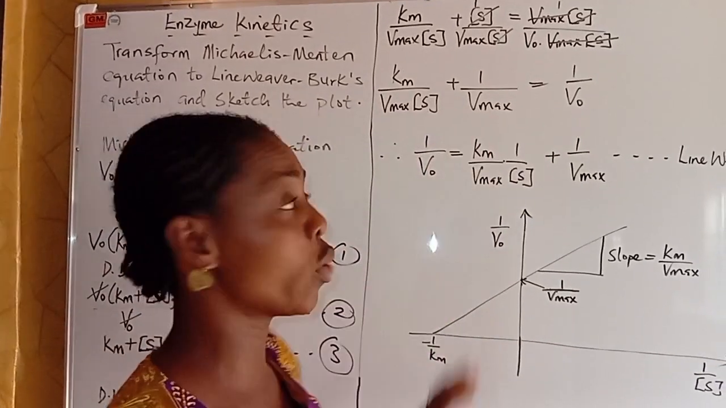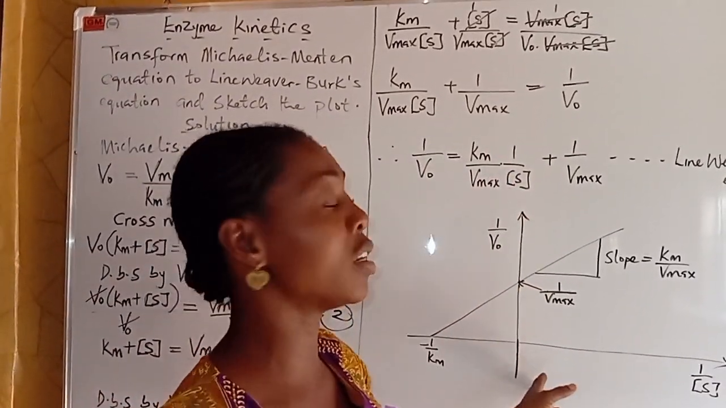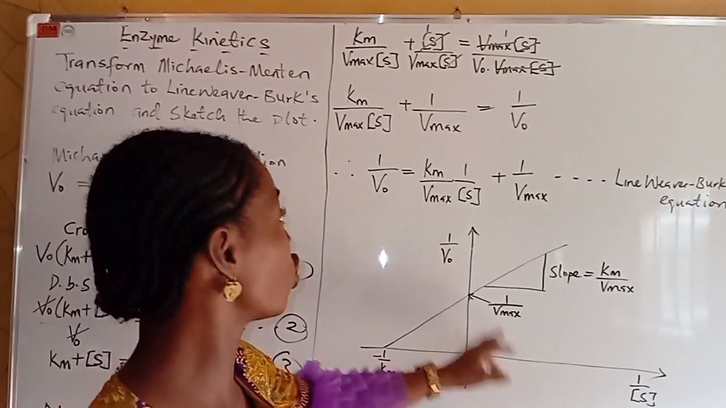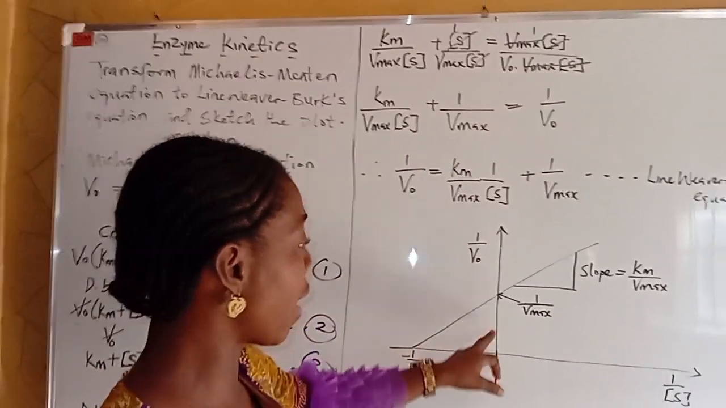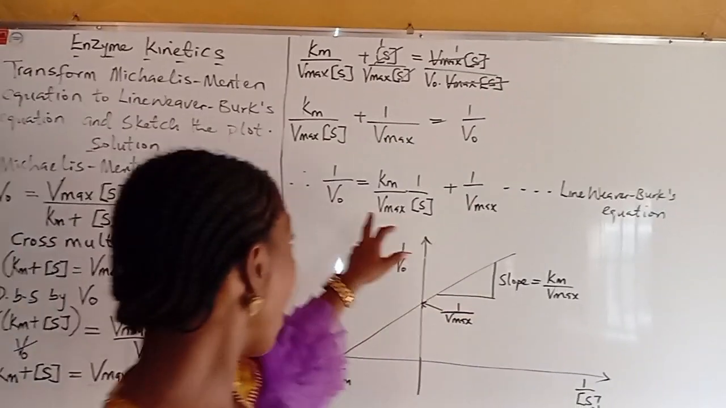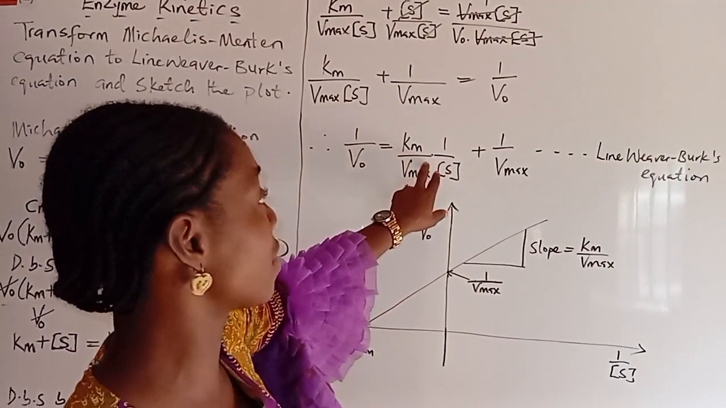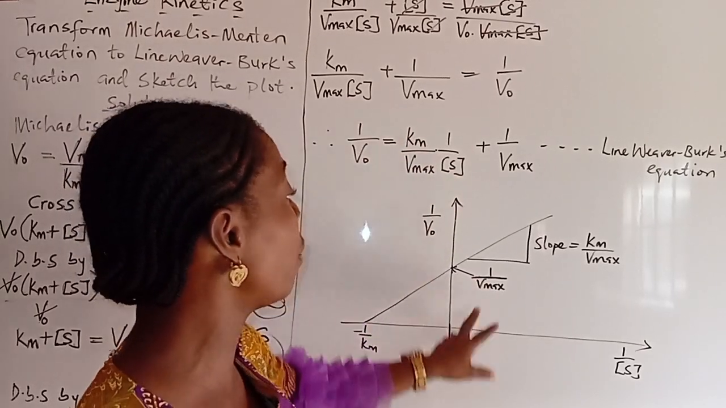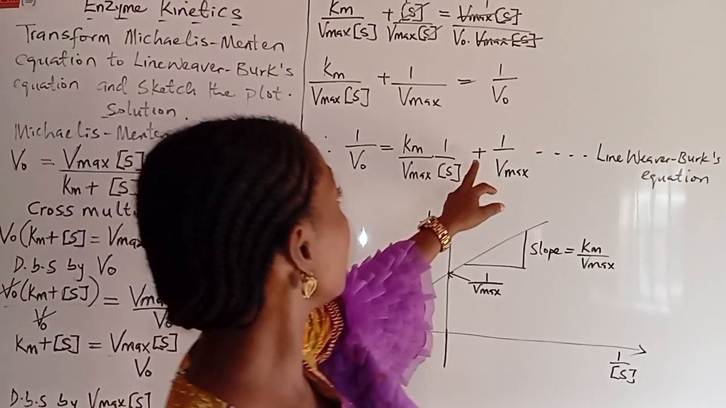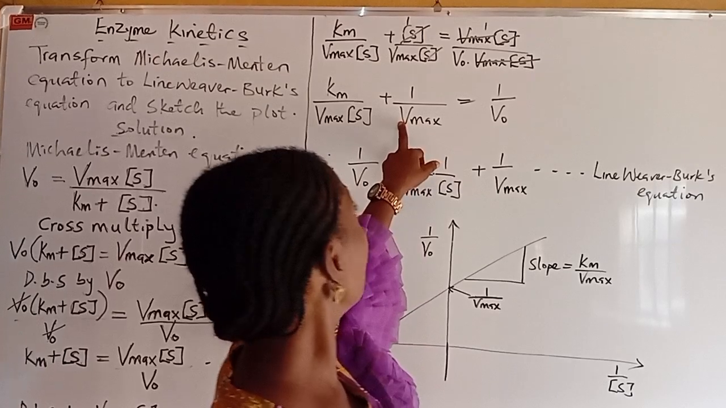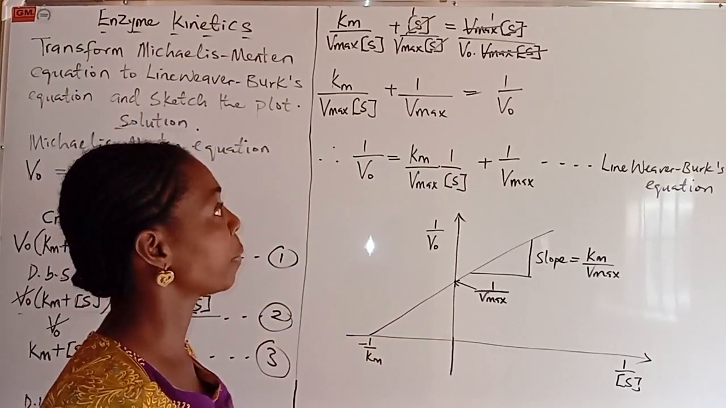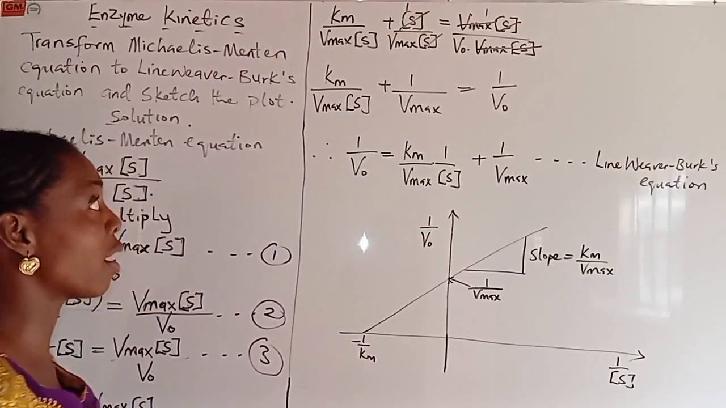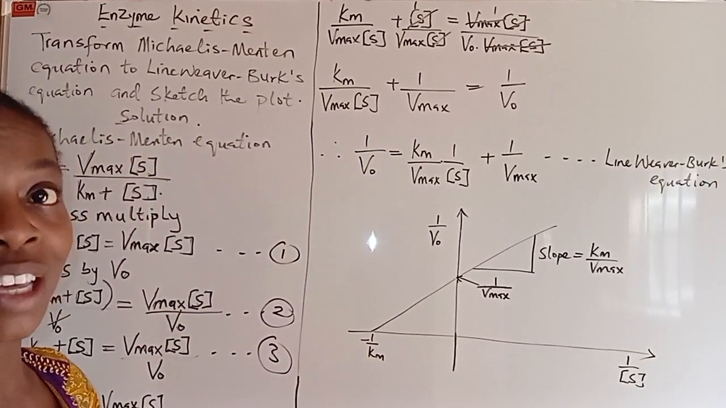Why do we separate it this way? To aid you in plotting your graph, to aid you in deriving the plot, so you know what to plot on the y-axis and what to plot on the x-axis. So this and this are exactly the same. We're separating 1 over substrate concentration from the whole of this, so it can help aid in this plot. And then plus 1 over maximum velocity. Now this is the Lineweaver-Burk equation you were requested to derive from the Michaelis-Menten equation.